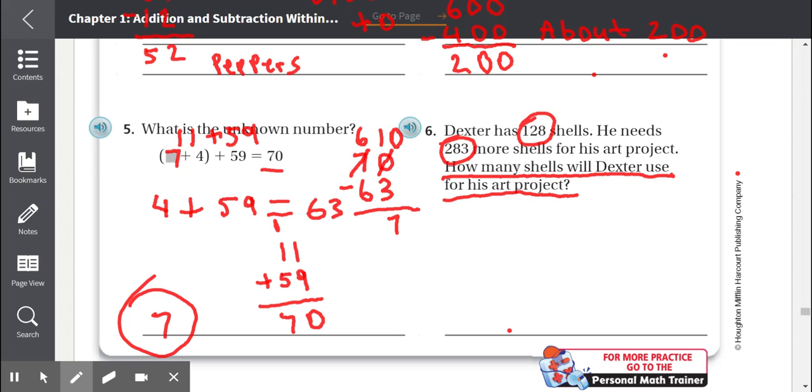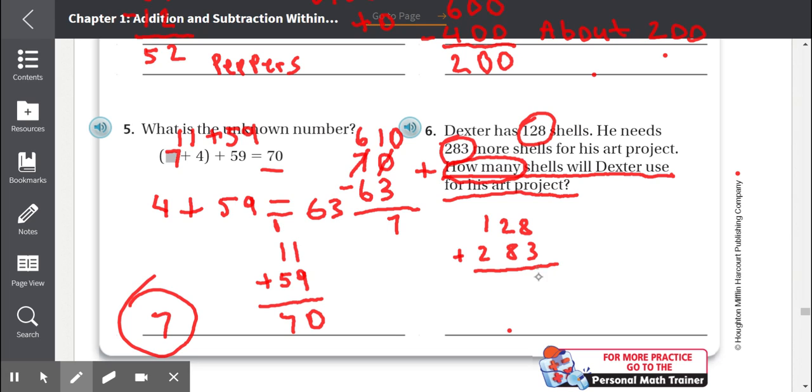So this keyword right here, how many, tells us to add. So we're going to add the two important numbers. So we're going to add 128 and 283. And we can put a small number at the top because we are adding.